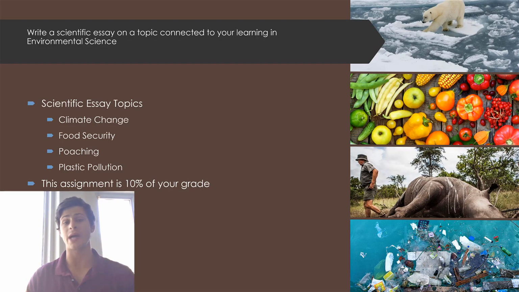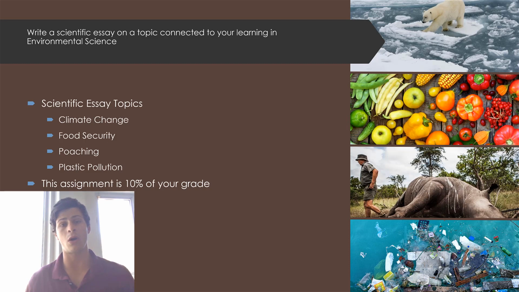Now, your essay topic can be one of many things. You can choose something very broad and general, such as climate change, food security, poaching or overharvesting, plastic pollution, water uses, any of the subjects or issues in environmental science that we've actually touched on. Or you can do a little bit of research on your own and find a topic that specifically interests you.